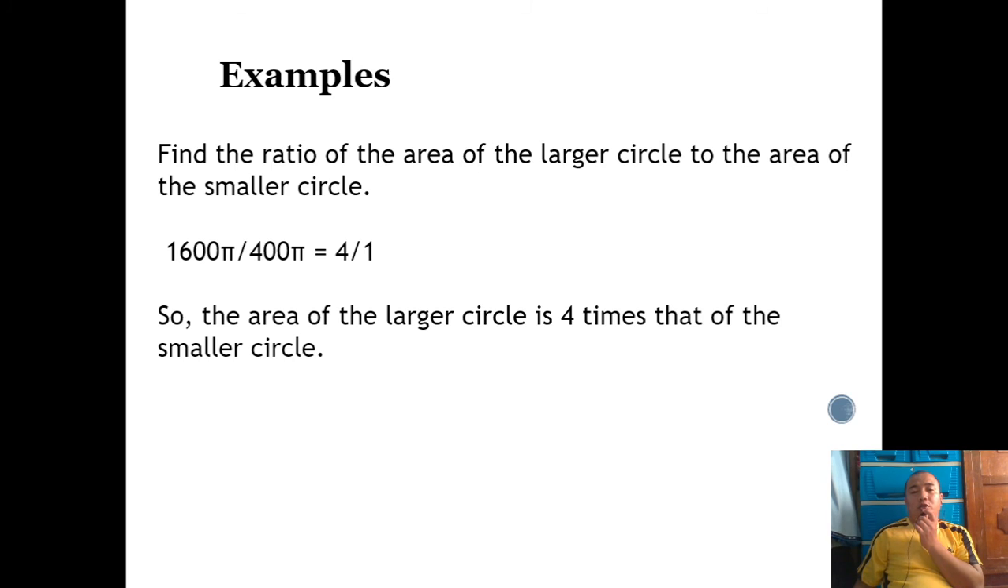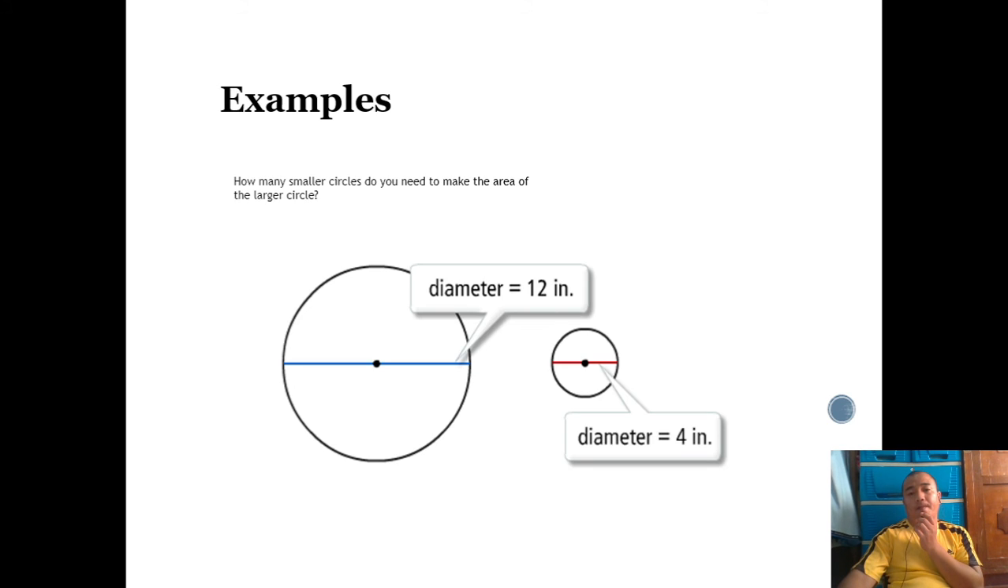Now, find the ratio of the area of the larger circle to the area of the smaller circle. 4:1. Yes, you just divide the area of the bigger circle: 1,600 pi divided by 400 pi is equal to 4:1. So the area of the larger circle is 4 times that of the smaller circle, not twice.